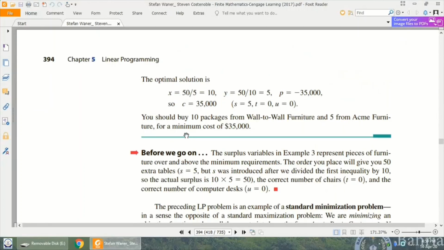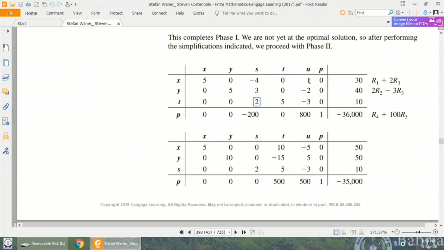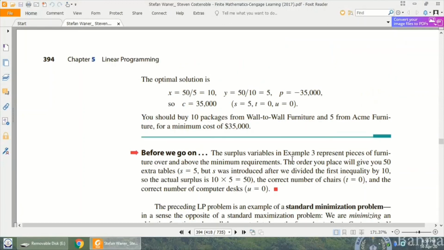Okay, so now how are you supposed to interpret this part? Since our P was minus C, minus 35,000, as you can see here, this was minus 35,000. So C is going to be 35,000. That means that whatever we do, it has to be within the range of $35,000, and this should be the minimum cost for us.